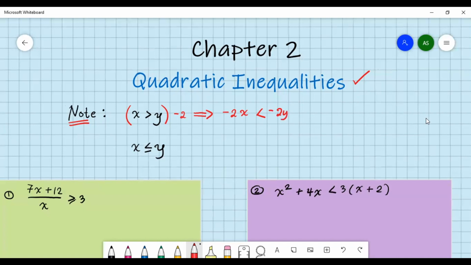Okay? And also, if we are going to divide both sides of the inequality by a negative number as well, the result will be that the inequality symbol will be reversed. So this is -2x is greater than or equal to -2y. So don't forget about this property of inequalities.